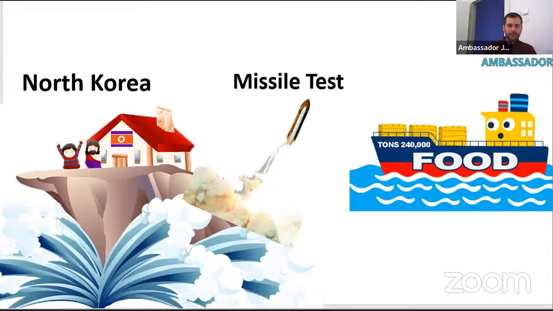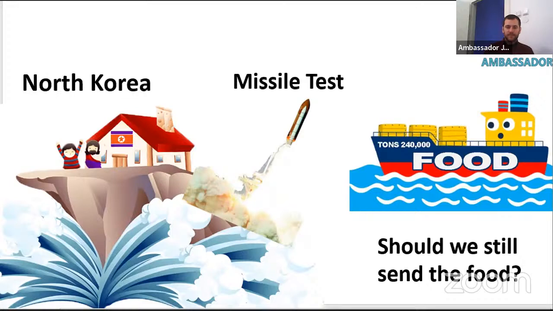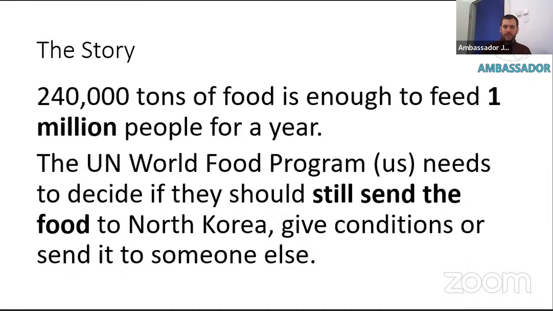A missile was tested. So the question is, should we still send the food? That's our question of the day. We bring a bit of background information. 240,000 tons, enough to feed 1 million people for a year, like Jason said. We're the World Food Program. We should decide: are we still sending the food? Are we now going to give conditions, or are we going to send the food somewhere else?